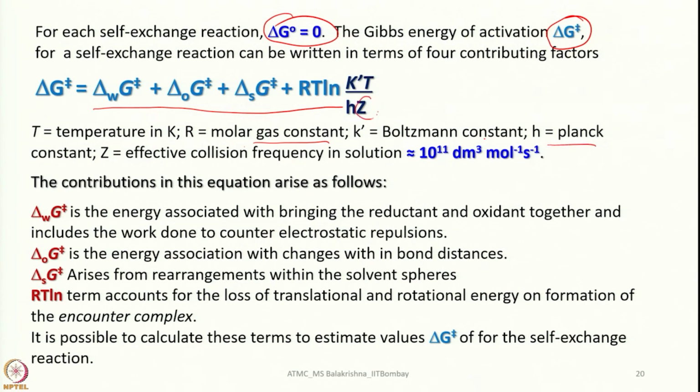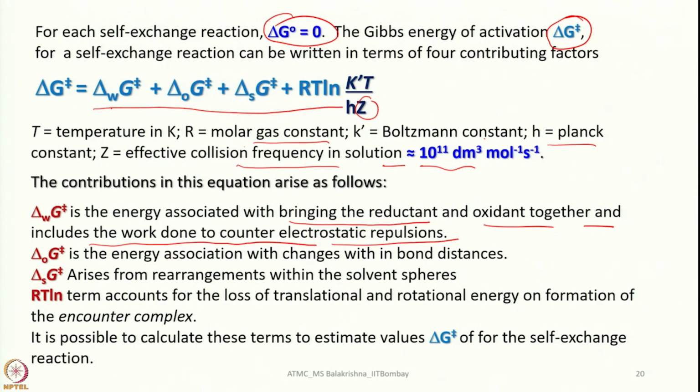Z in the term refers to effective collision frequency in solution, which is in the order of 10 to the power of 11. So the contributions in this equation arise as follows. The first term, ΔW_G‡, is the energy associated with bringing the reductant and oxidant together and includes the work done to counter electrostatic repulsion. That means when you are bringing two cations together, you have to compensate the repulsion that tries to keep these two ions away. Work has to be done to counter electrostatic repulsion.